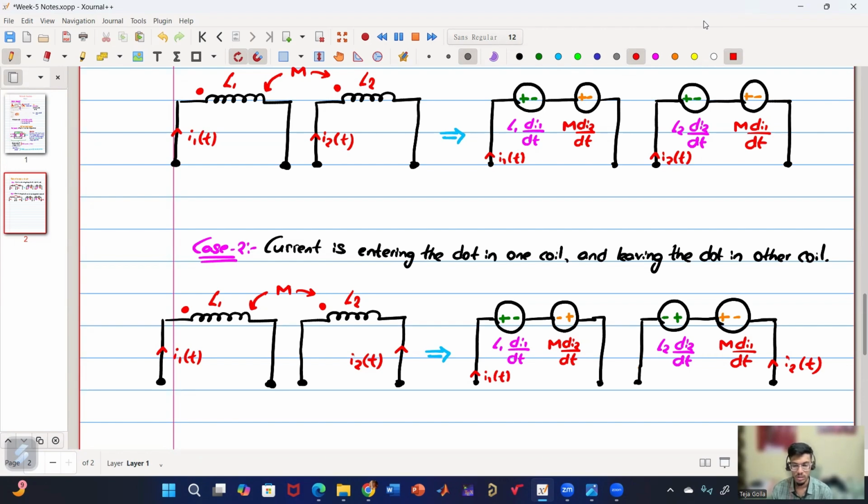Yes, sir. That L1 di by dt is the first self inductance. You have written the first voltage. Case one or case two? The second case, sir. Okay, second case. That L2, current I2 is in the second line of the second coil, right, sir? Yes. But L1 and L2 both are in the same position.